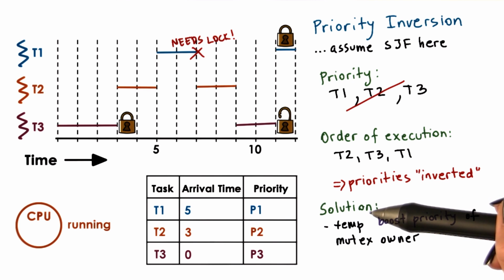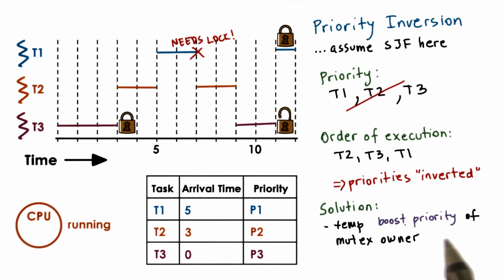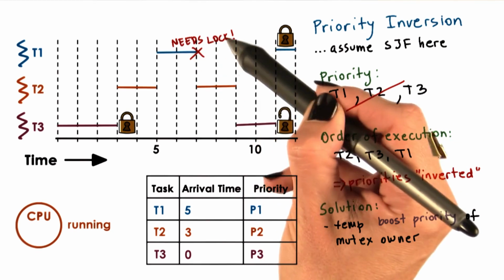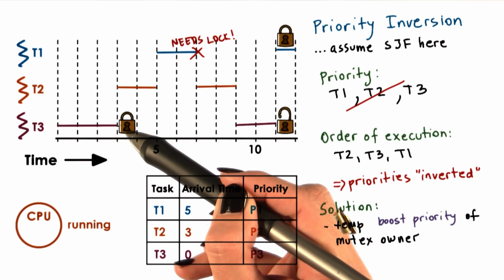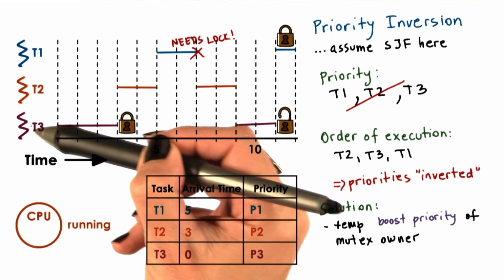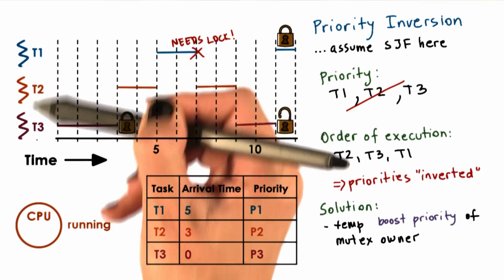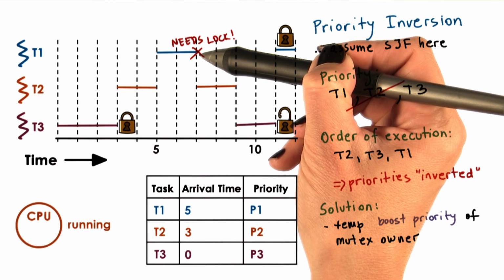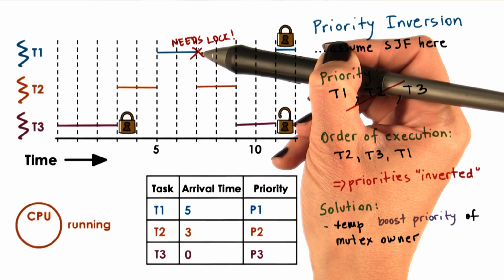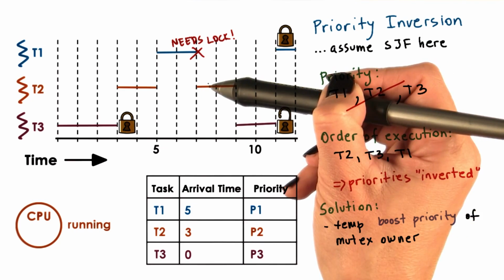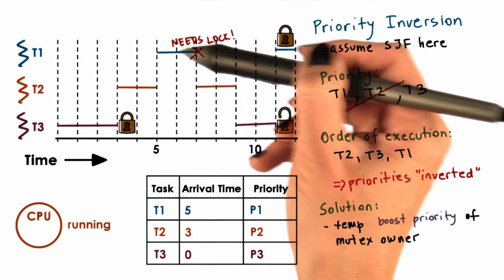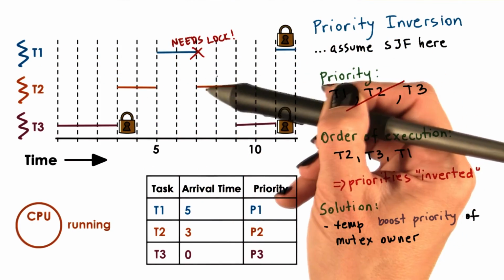A solution to this problem would have been to temporarily boost the priority of the mutex owner. What that means is that at this particular point, when the highest priority thread needs to acquire a lock that's owned by a low priority thread, the priority of T3 is temporarily boosted to be basically at the same level as T1. Then T1 could not have proceeded just as before, given that the lock is owned by somebody else. However, instead of scheduling T2, we would have scheduled T3. Its priority would have been temporarily boosted to that of T1, so it would have been higher than T2.